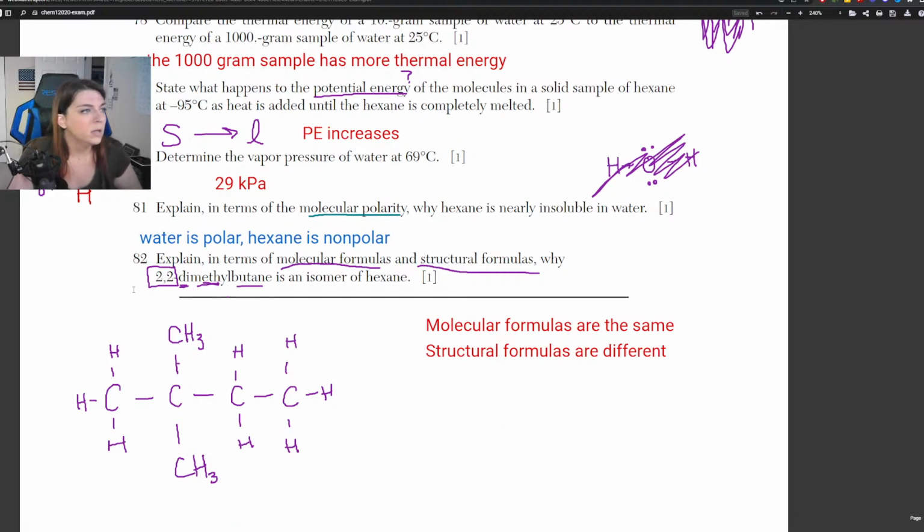The molecular formula is like the formula. So it would be, for each of them, C6H double it plus 2, 14. They have the same molecular formula, but they are built differently. So in the dimethylbutane, 2 of the carbons dangle on a main chain, whereas in the hexane, all of the carbons are part of the main chain.